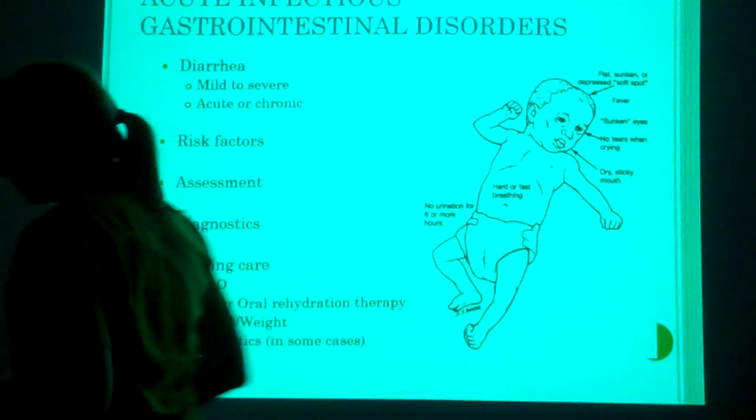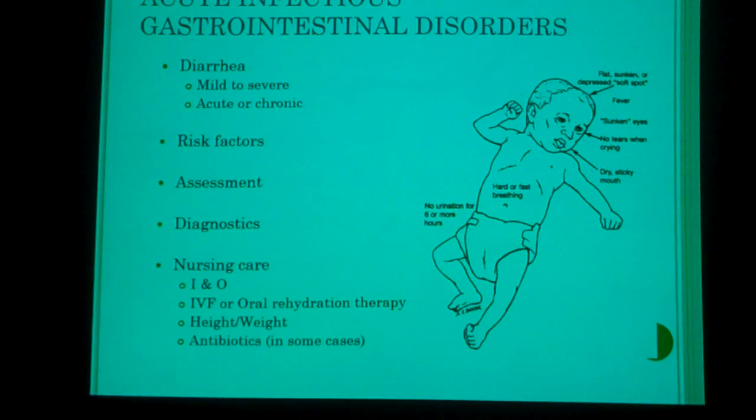So we'll talk a little bit about pediatric GI disorders. First, starting with acute infectious problems, diarrhea. Acute infectious GI can be caused by E. coli, C. diff, rotavirus, salmonella, and dehydration. For kiddos, diarrhea can lead to dehydration very fast.